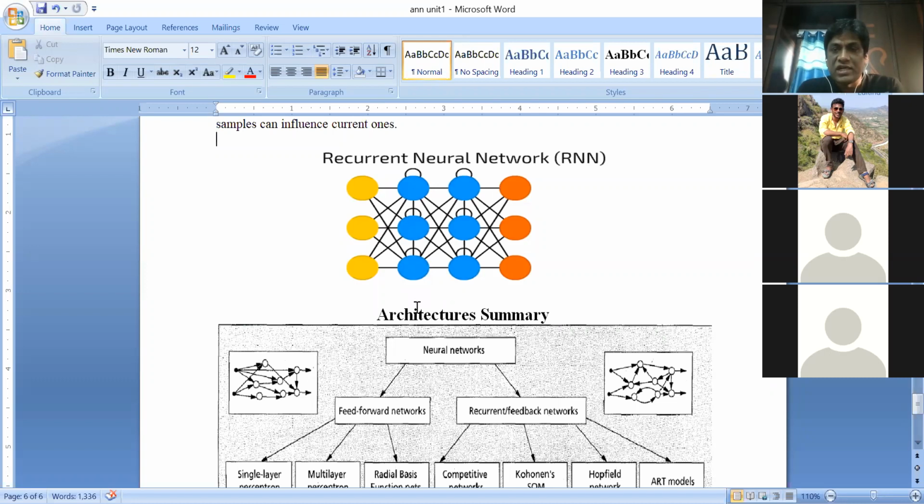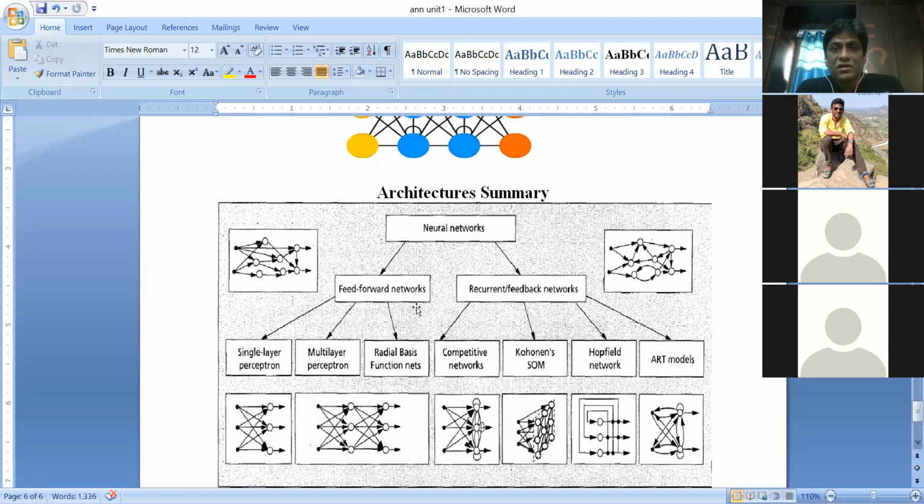If you look at the architecture summary, there are actually two types: feed-forward neural networks and feedback or recurrent neural networks. In feed-forward neural networks, the outputs always move forward, and in recurrent neural networks, the output of a hidden neuron is fed back to itself. So that's it.